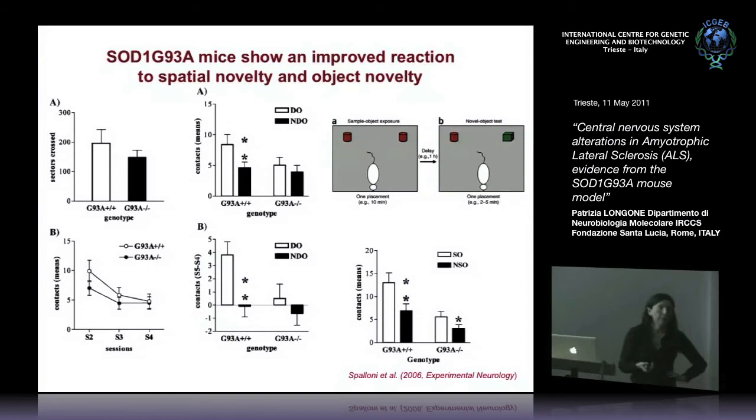Then, in section 5, one object is displaced, put in another part of the arena. This is to measure spatial novelty. Something has changed around me. And the mutant mouse explores the displaced object more than the undisplaced object. On the contrary, the control explores all the objects equally. This is even more clear when we subtract the number of contacts in section 4, where the objects were not displaced, from the contacts in section 5.